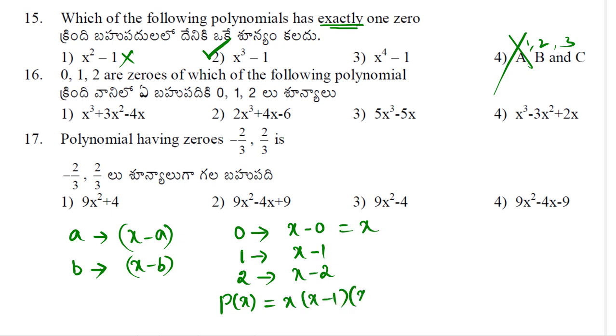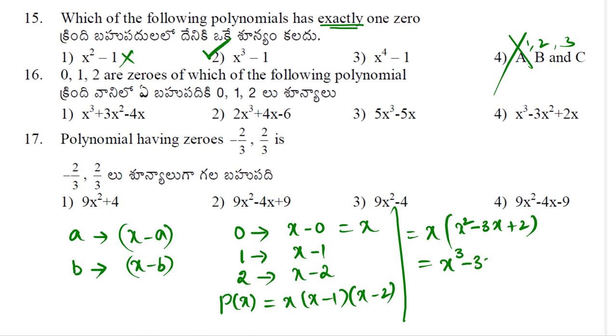Now this is equal to, let us take first x times x minus 1 times x minus 2. If you multiply these two, you will get x square minus 3x plus 2. Now multiply the values within the brackets with x. So it will become x times x square, x cube, minus x times 3x, 3x square. Then x times 2 is 2x. So plus 2x. So option 4 is the correct one. Let's go to next one.